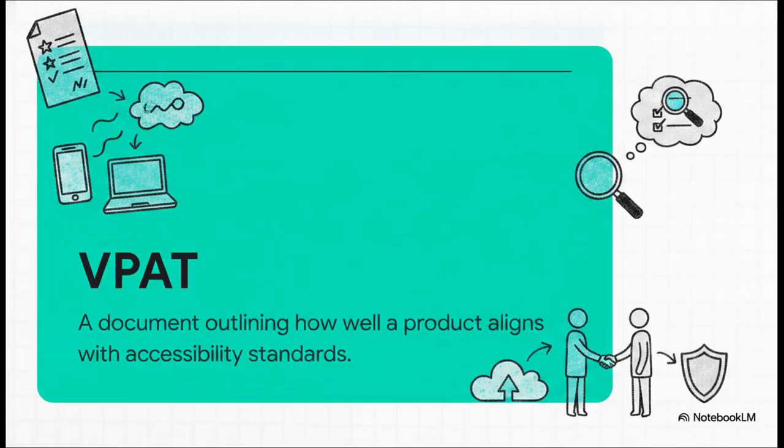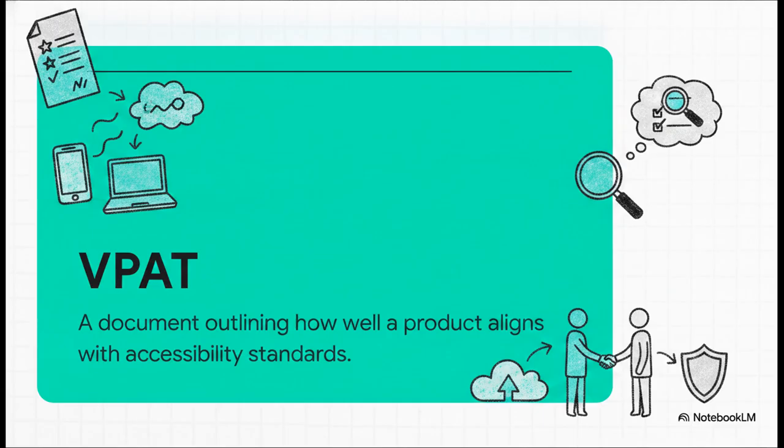Now, before we get too deep into the code, let's quickly define VPAT, or Voluntary Product Accessibility Template. Basically, you can think of it as an accessibility report card. It's the standard document businesses rely on to know exactly how well a piece of software aligns with accessibility standards before they buy it.